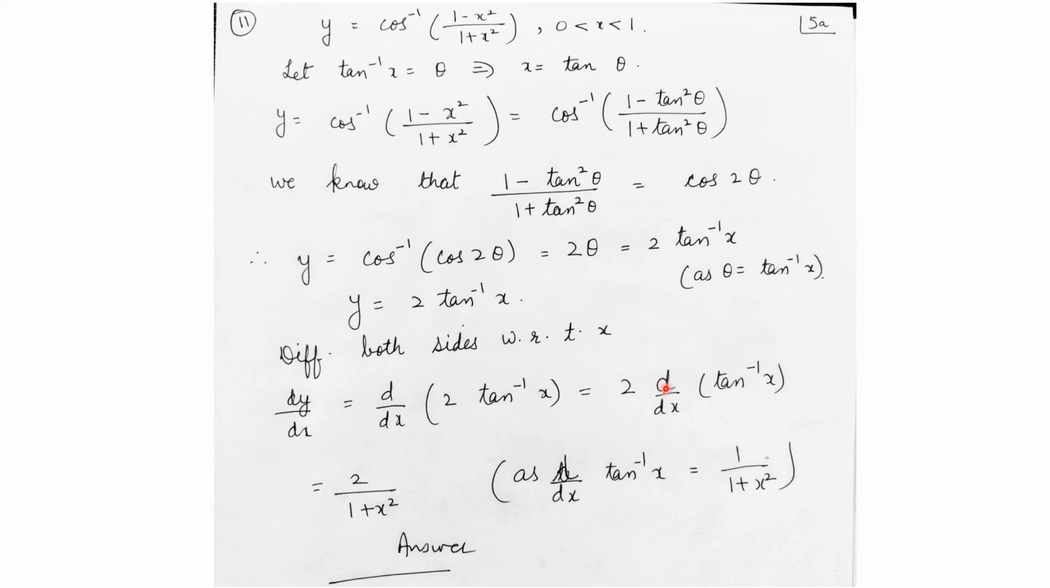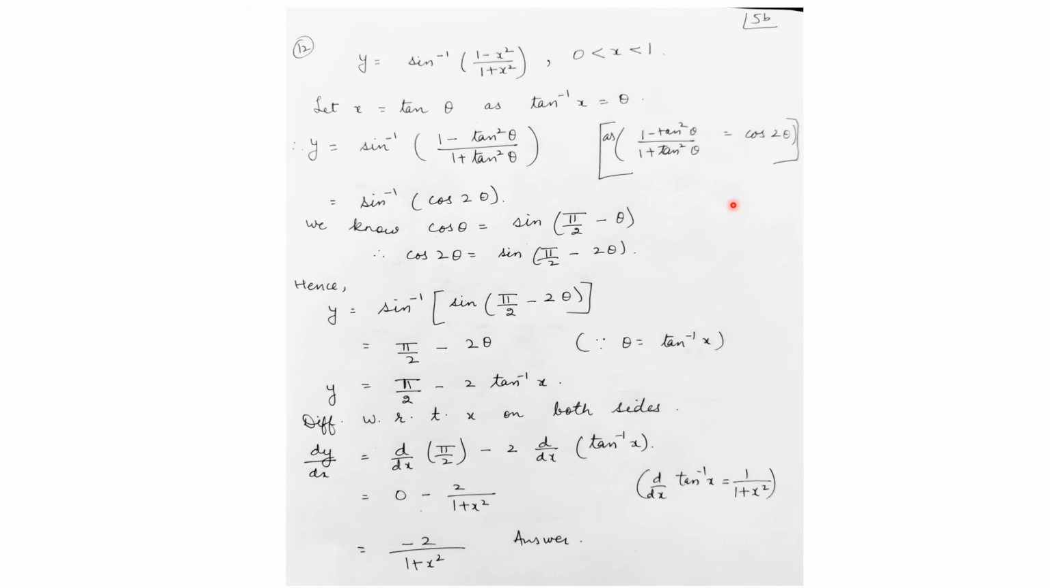2 as it is into d by dx tan inverse x. What is the derivative of tan inverse x? It is 1 upon 1 plus x square. So you get the answer dy by dx is equal to 2 upon 1 plus x square. A very simple question. Moving further, the question number 12.